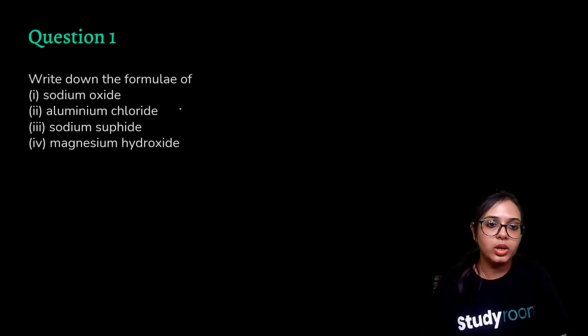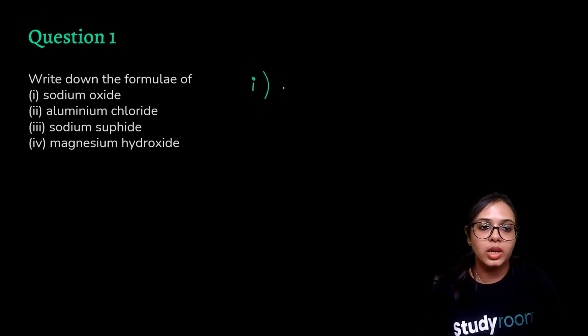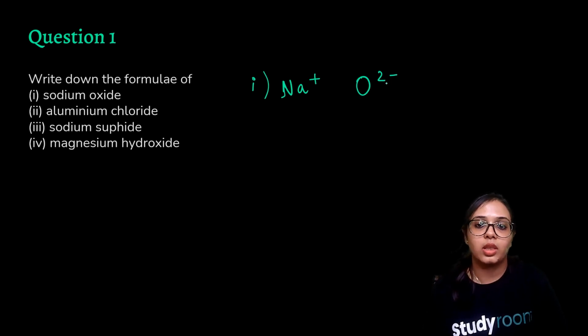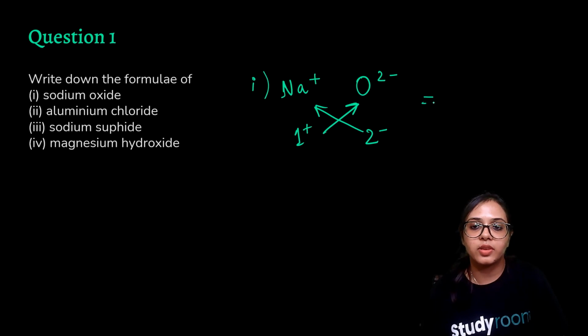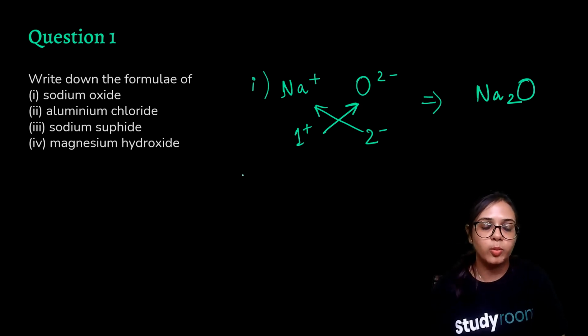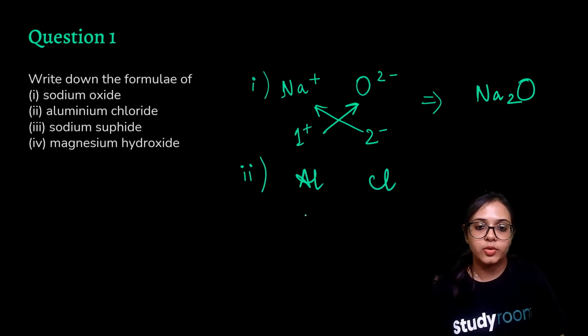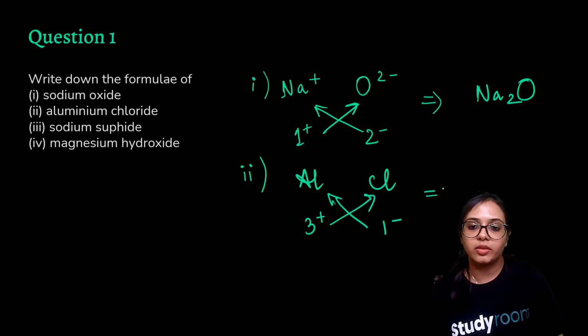Question 1. Write down the formula of sodium oxide. We know that sodium has a positive charge, and oxide has a negative charge of 2. So this crisscross takes place, and as a result two atoms of sodium come together to form a molecule with one atom of oxide. For aluminium chloride, we have aluminium 3 plus and chloride 1 minus.